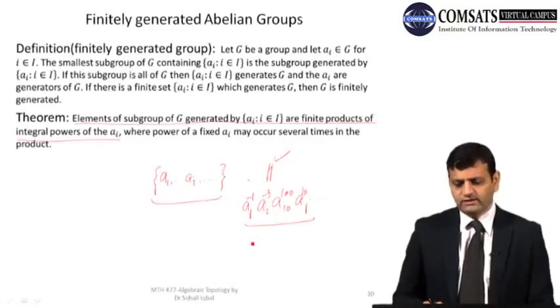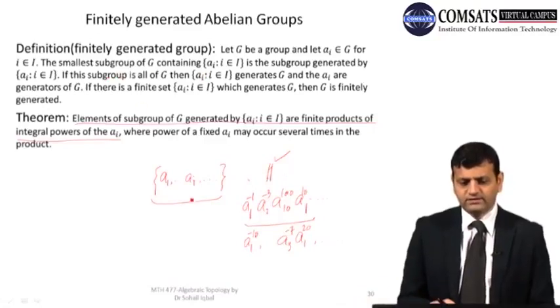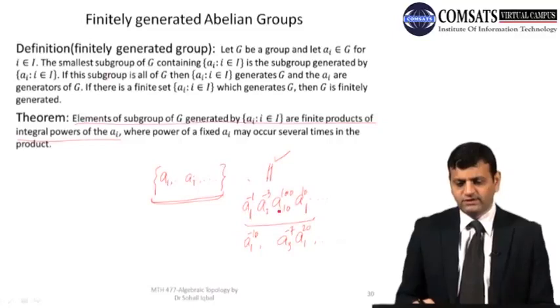Similarly, I can write another element, let's say A1 raised to power -10, A3 raised to power -7, and A1 raised to power 20. So products of the integral powers of these generators are the elements of the group H. And of course, if this set generates the whole group, then every element of the group is a product of integer powers of these elements.